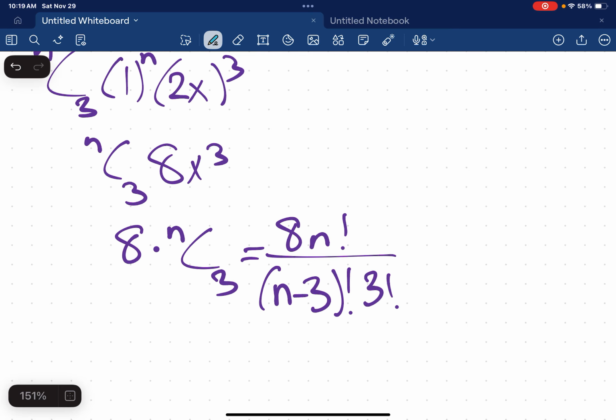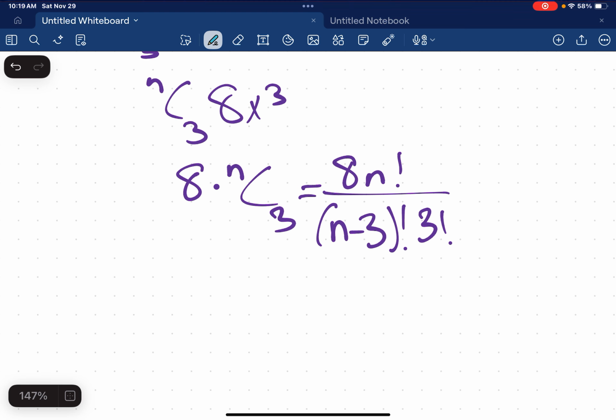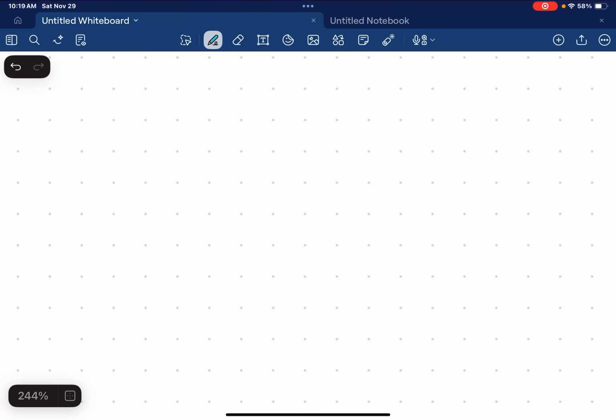And that's it. Is there a way to simplify this? Well, I guess there is, but that works. Okay. On to 7c.